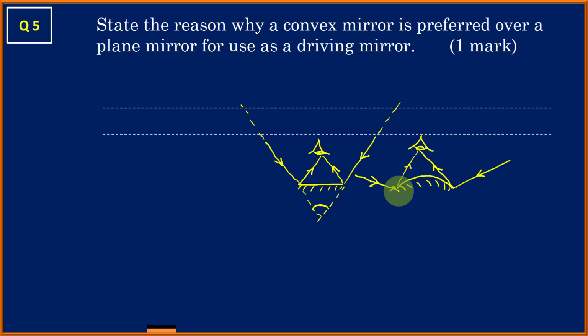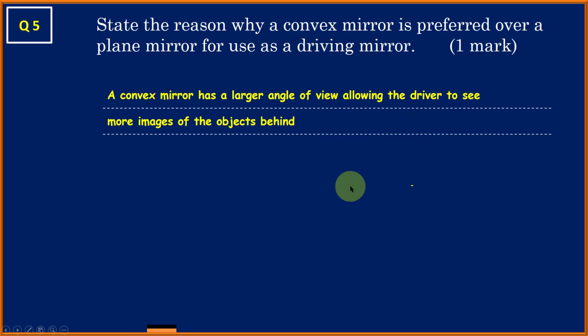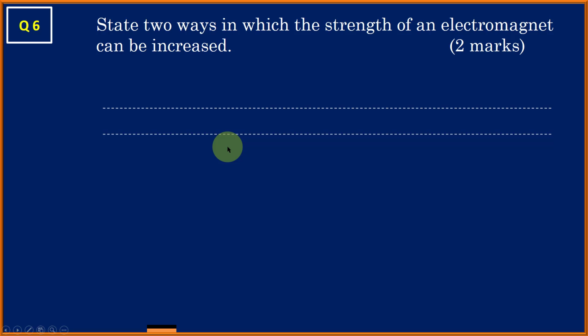Let's look at the angle of view of this convex mirror. You can see that it's very big. This angle here compared to this angle here, this one is bigger. So we say a convex mirror gives the driver a larger angle of view, allowing the driver to see more details behind the vehicle that he or she is driving. So a convex mirror has a larger angle of view, allowing the driver to see more images of the object behind.